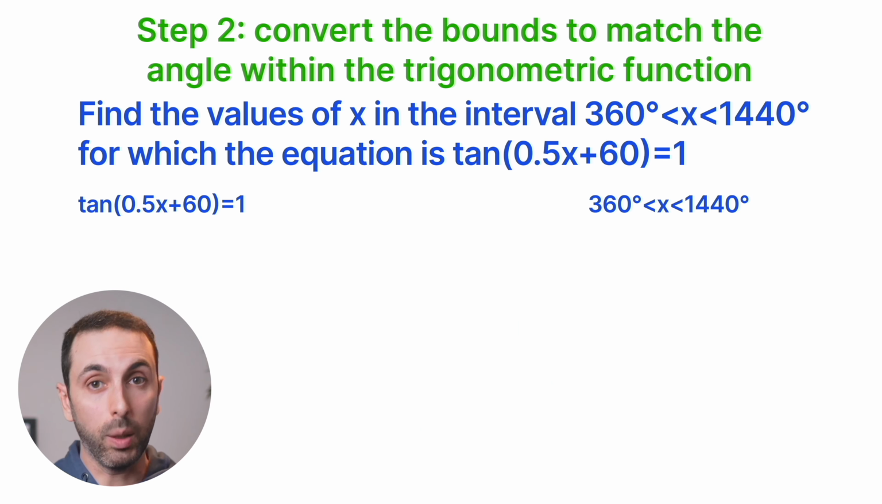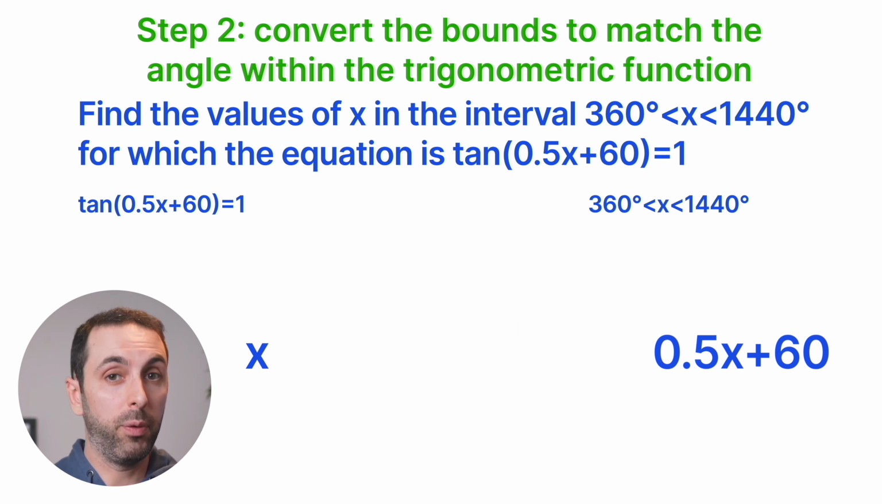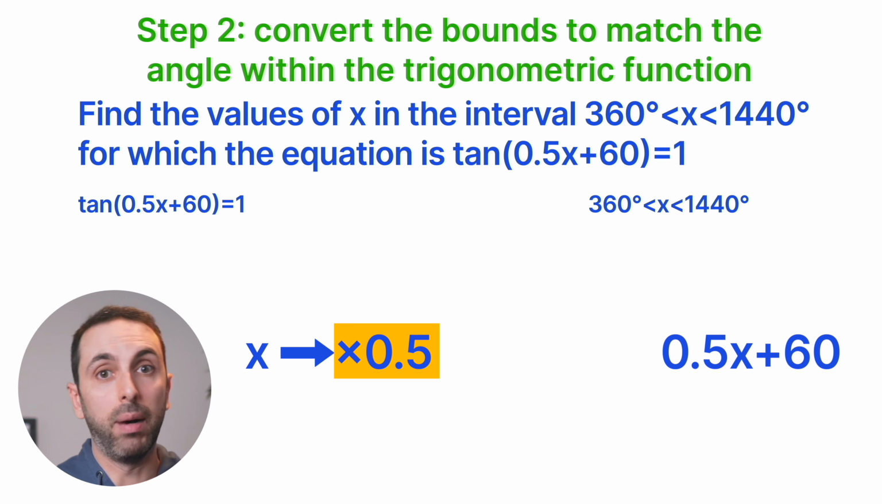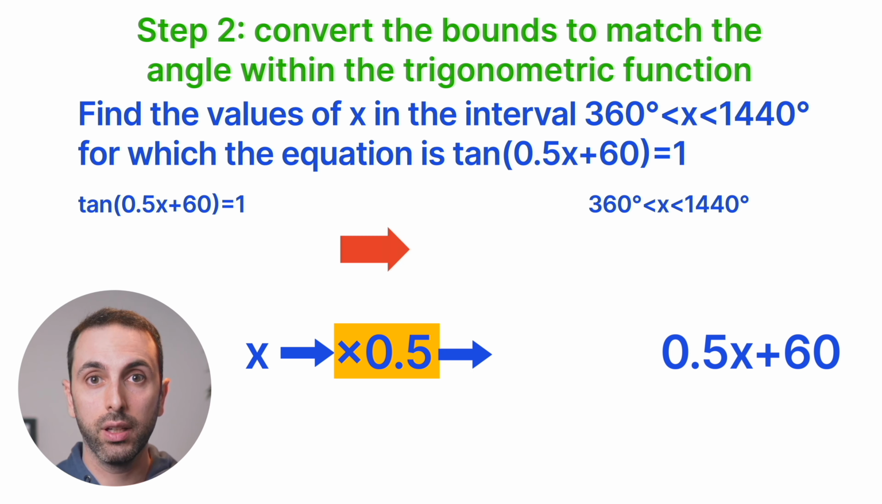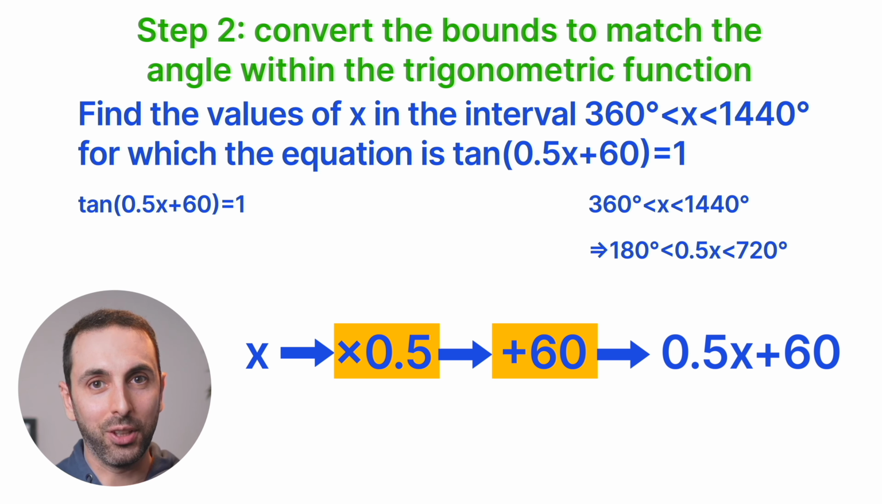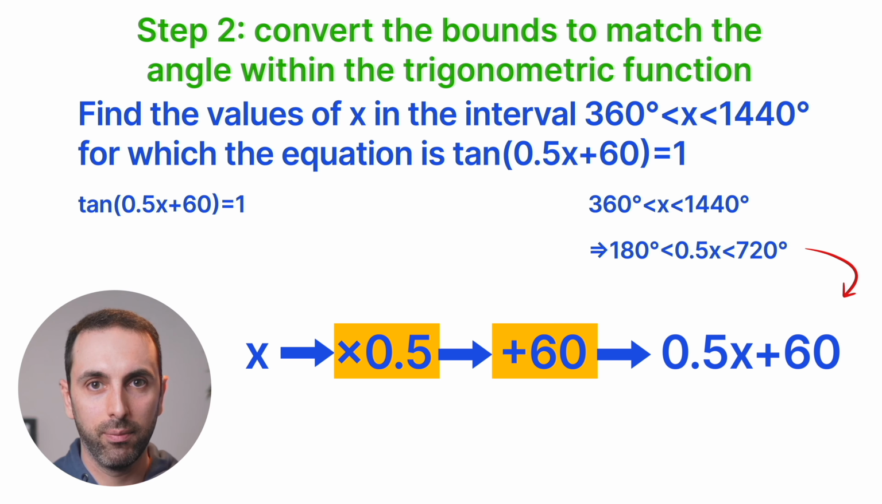This time there's 2 operations to go from x to half x plus 60. So if we think about things in terms of a number machine, we need to multiply the x by half first to get a half x. This leaves us with these new bounds. Then we'll add 60 to get half x plus 60 degrees. So this leaves us with our final converted bounds.